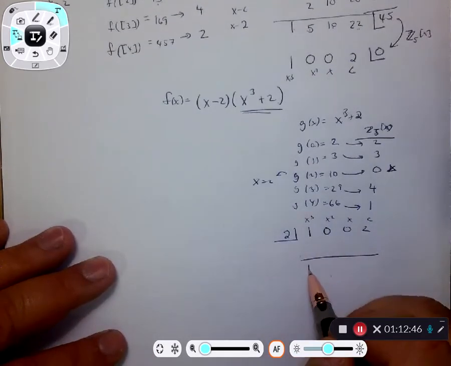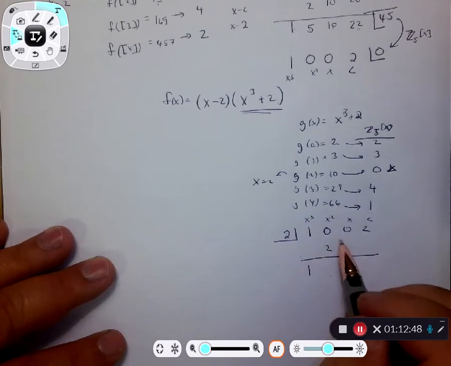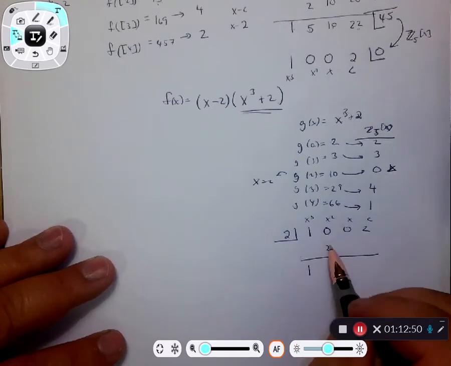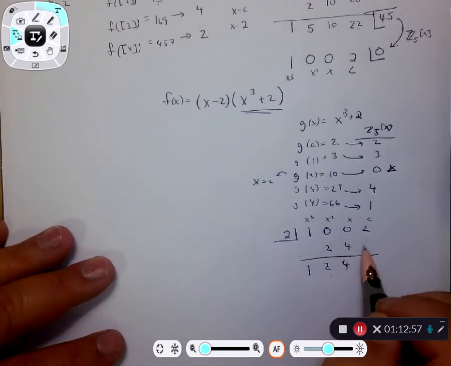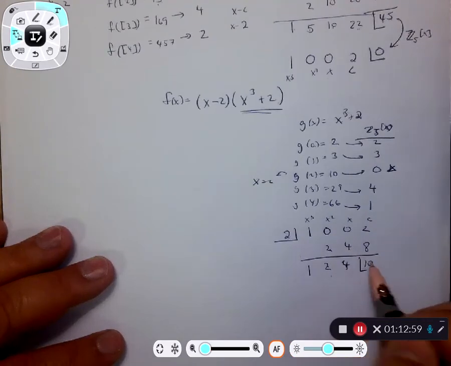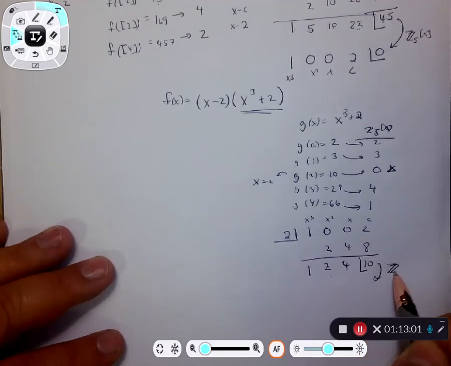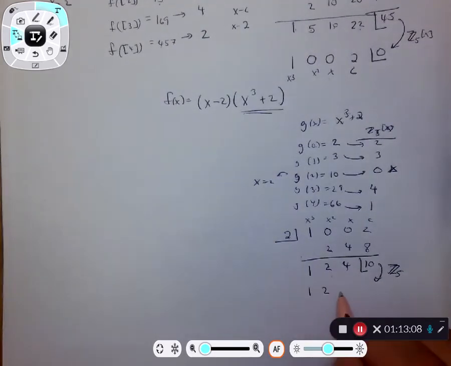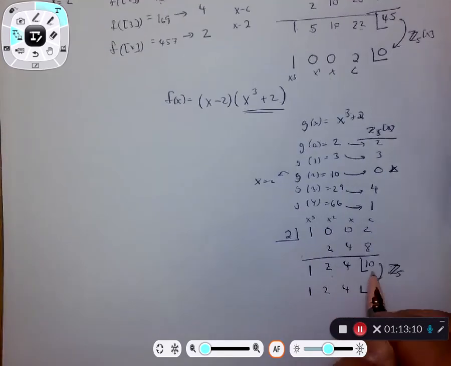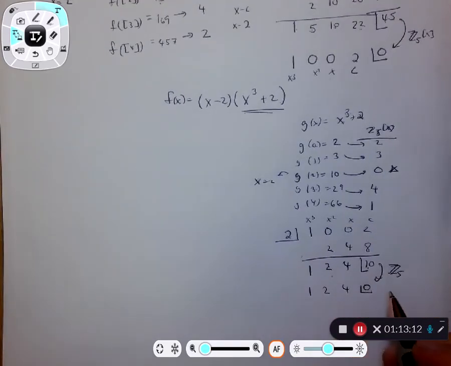2 times 1 is 2, put it up here. And 0 plus 2 is 2. 2 times 2 is 4. 0 plus 4 is 4. 2 times 4 is 8. Plus 2 is 10. But you have to go back and convert it back into the wonderful world of Z5 or whatever field you're playing with. So 1 is good, 2 is good in Z5, 4 is good in Z5, but 10 is equivalent to 0.